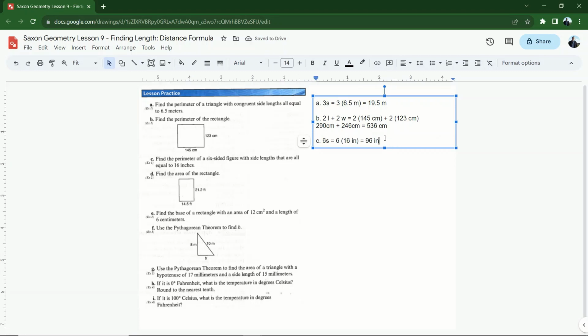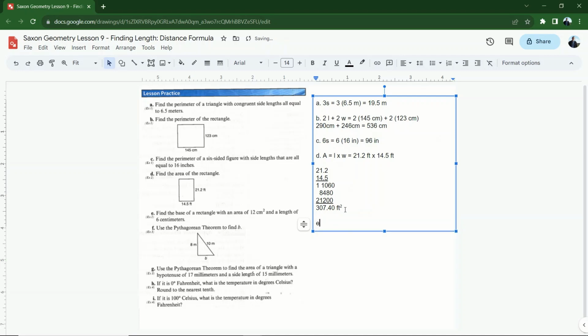All right, moving on to the next one, letter D, find the area of the rectangle. Area equals length times width for a rectangle, which is going to equal 21.2 feet times 14.5 feet. I don't have a calculator, but you shouldn't need a calculator for this, so I'm just going to do this the old-fashioned way with a long multiplication problem where I know that I'm multiplying feet squared. There we go. All right, doing the next one, letter E.